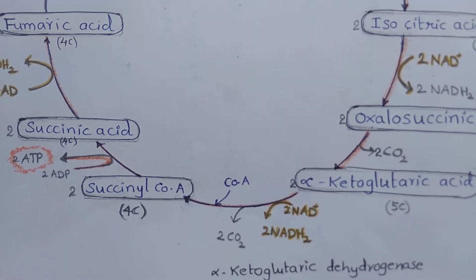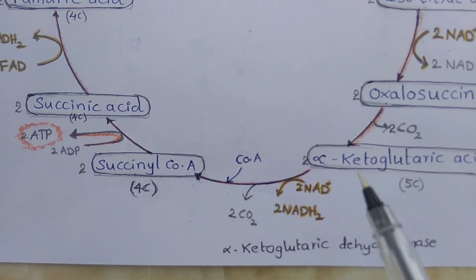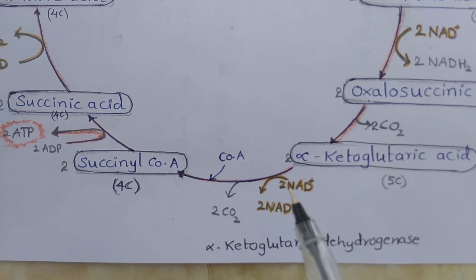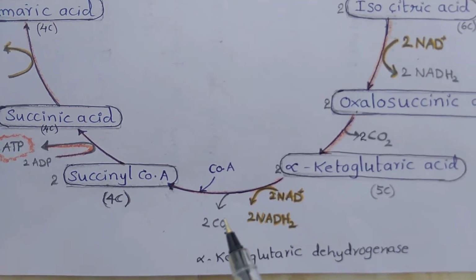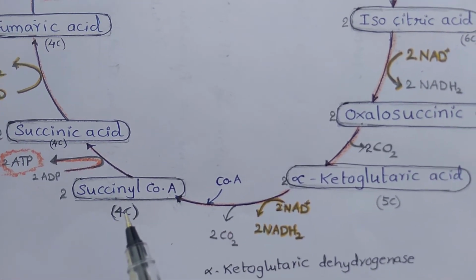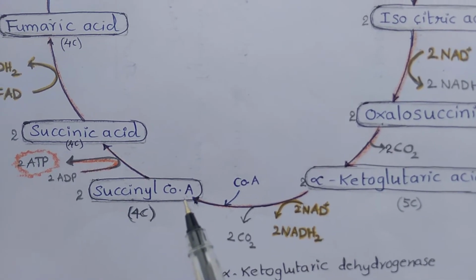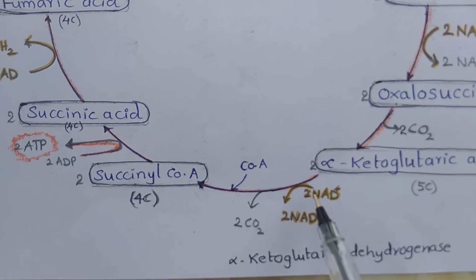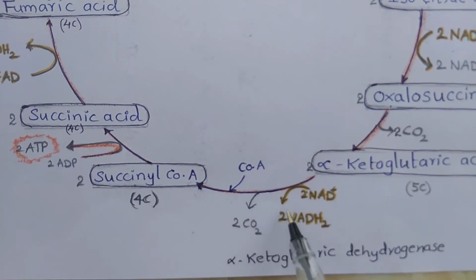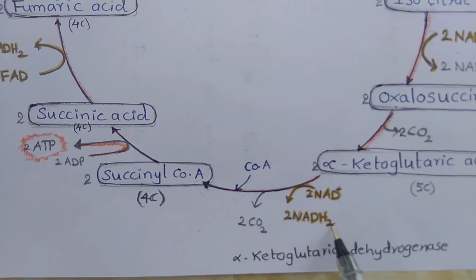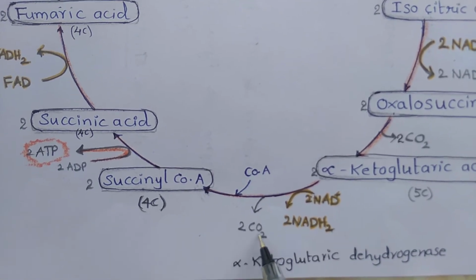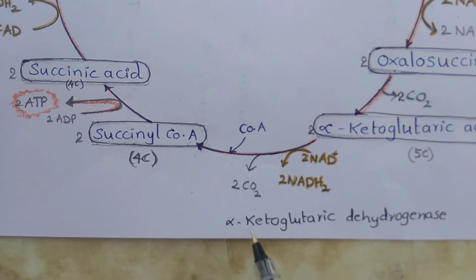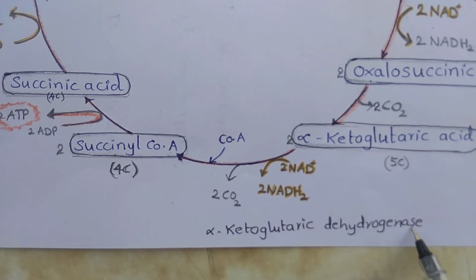Sixth step is oxidative decarboxylation. Alpha ketoglutaric acid undergoes oxidation and decarboxylation to form 4-carbon succinyl coenzyme A. In this step, the removed hydrogens are received by NAD to form two molecules of NADH2, and two CO2s are also removed. This reaction takes place in the presence of the alpha ketoglutaric dehydrogenase enzyme.